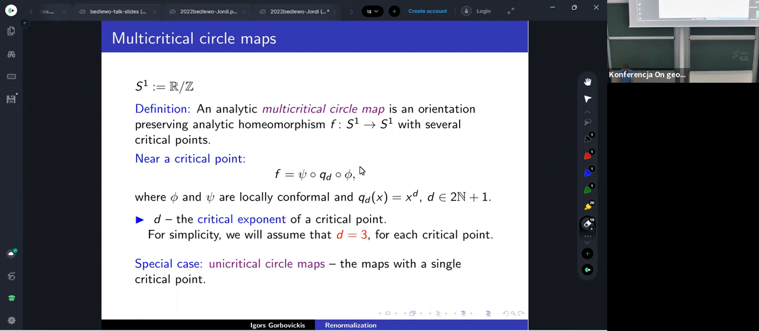I will start with the so-called golden mean universality for unicritical circle maps, which is probably one of the simplest universality phenomena we can describe. It's analogous to the Feigenbaum-Coullet-Tresser universality for unimodal maps.